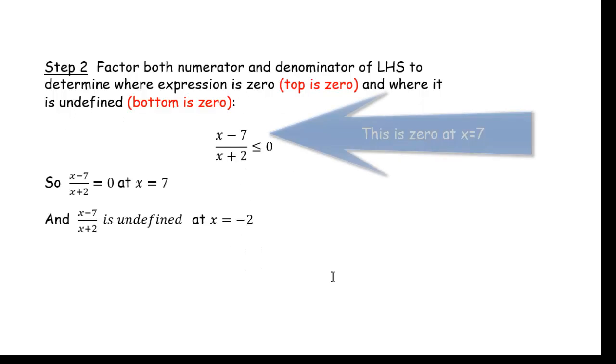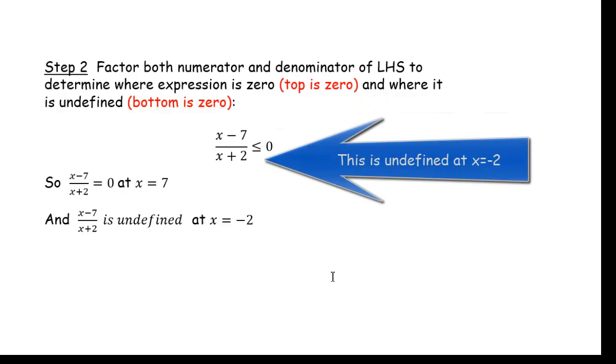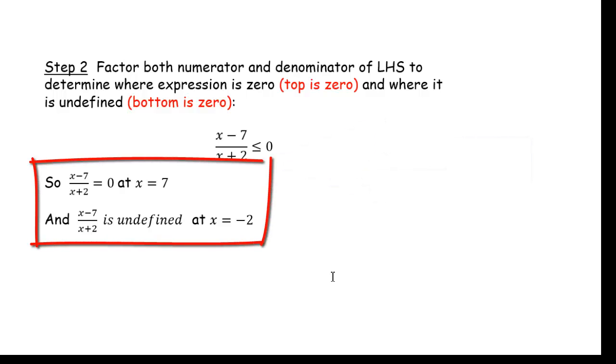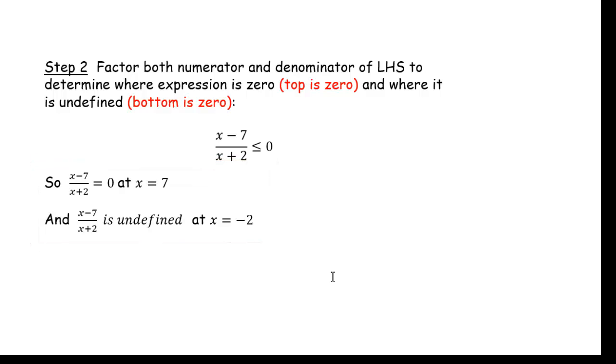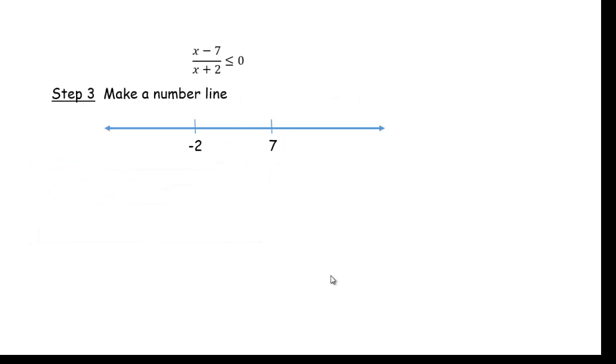A fraction is 0 only when the numerator is 0, and it's undefined when the denominator is 0. So this fraction here is 0 at x equals 7, that's when the numerator is 0. And it's undefined at x equals negative 2. All right, those are the numbers we're going to plot on our number line, negative 2 and 7. So we make a number line, we plot negative 2 and 7. Here's my original inequality up here at the top, well, the new form of the original inequality. And I'm going to make a chart next.